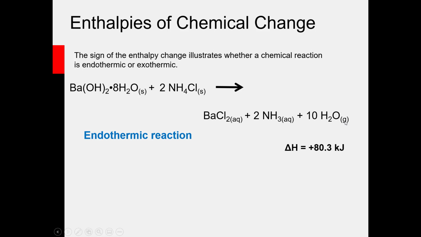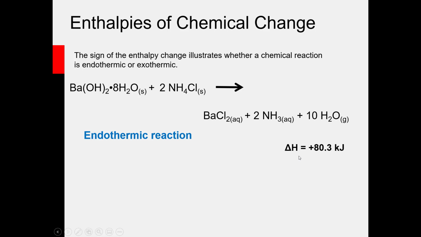That's liquid water. And the enthalpy change of this reaction is endothermic, where 80.3 kilojoules of heat is absorbed by the reaction. So if we write the balanced chemical equation and we know the enthalpy change associated with mixing 1 mole of barium hydroxide octahydrate with 2 moles of ammonium chloride, we have a delta H, an enthalpy change for the overall reaction, and we refer to the balanced chemical equation with the amount of heat absorbed or released by the balanced chemical equation listed next to it as a thermochemical equation.